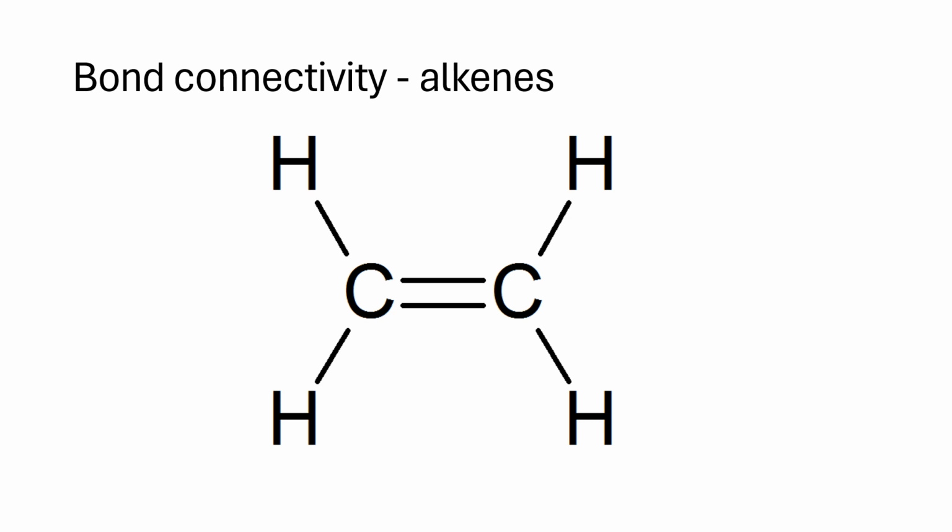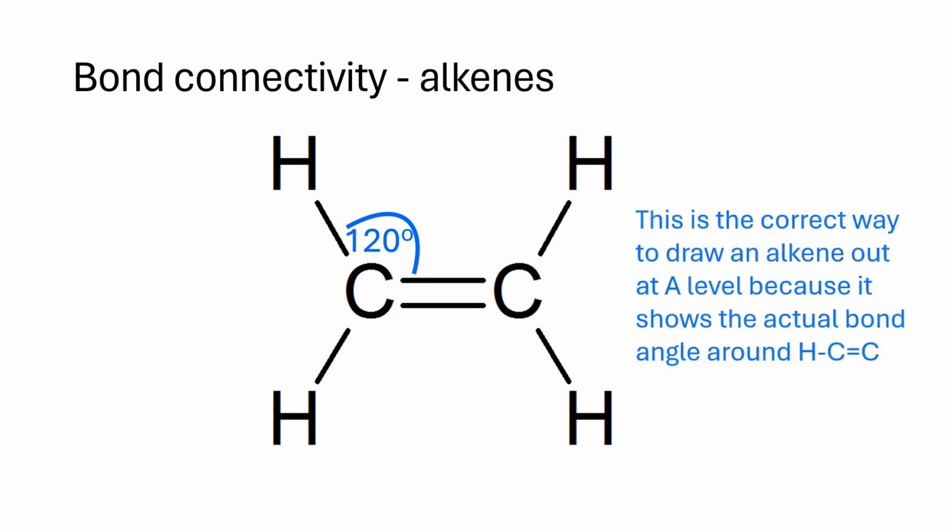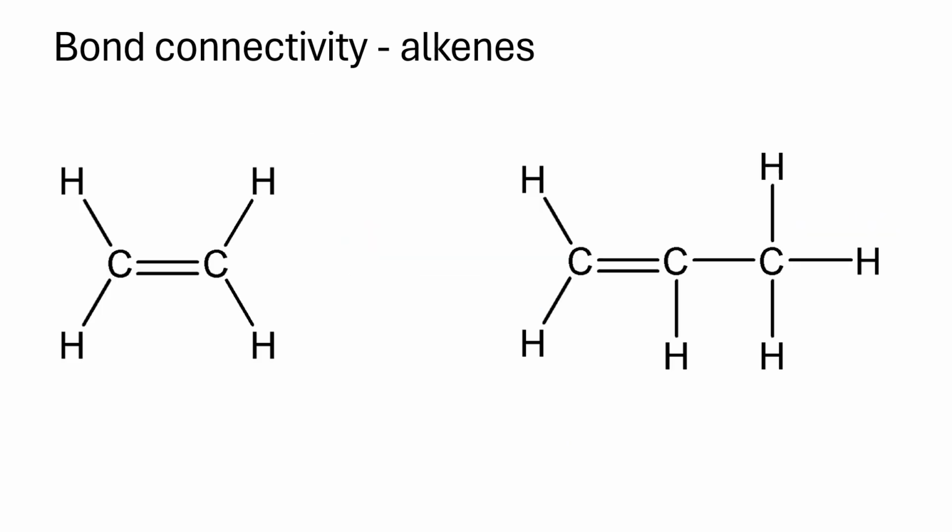In alkenes, this problem can arise as well. So at A level, it's always a good idea to try and get into the habit of drawing an alkene out with 120 degrees right the way around the carbon-carbon double bond. So in this example, on the left-hand side, it's obviously correct, like we saw before.